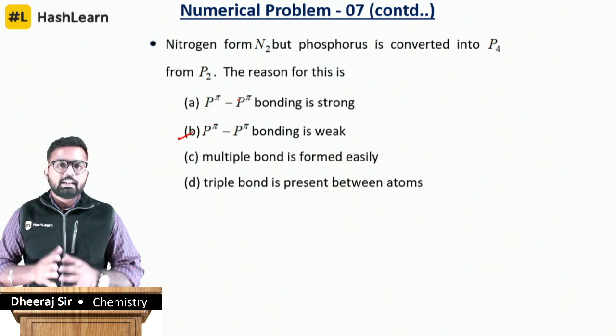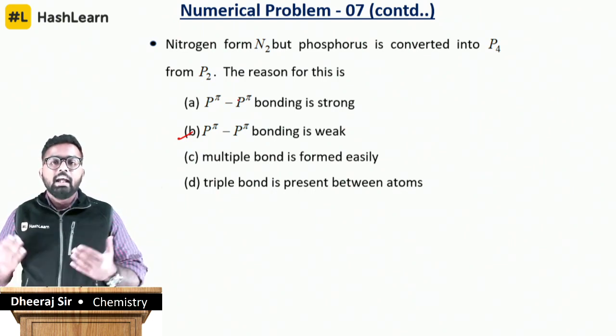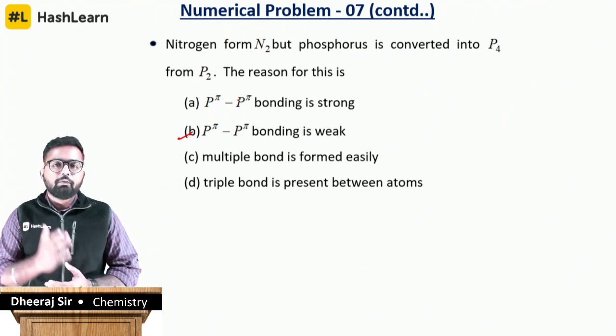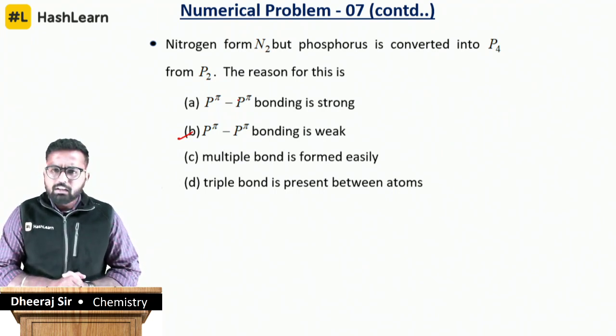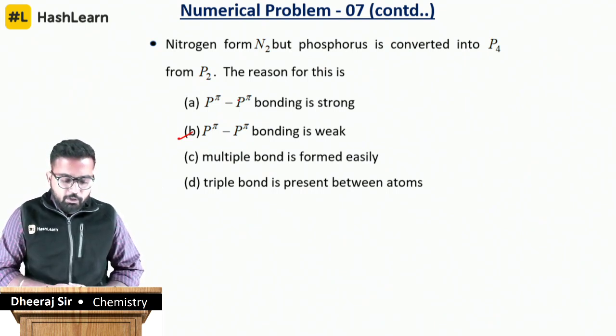So I'll repeat again, guys. As I move down the group, the size of the atoms increases. With increase in atomic size, the extent of overlap is very less, due to which the formed pi bonds are very weak. So if they are weak, what do they do? Why should it convert itself into P2 to P4?